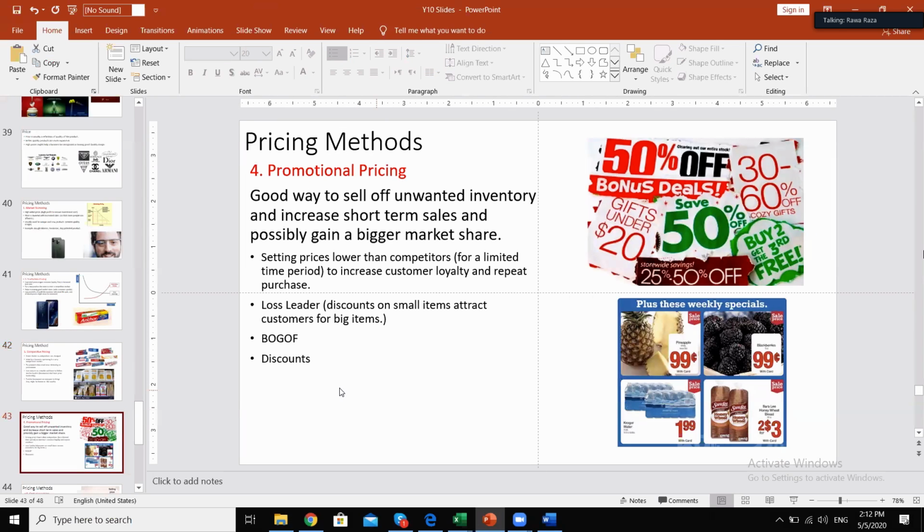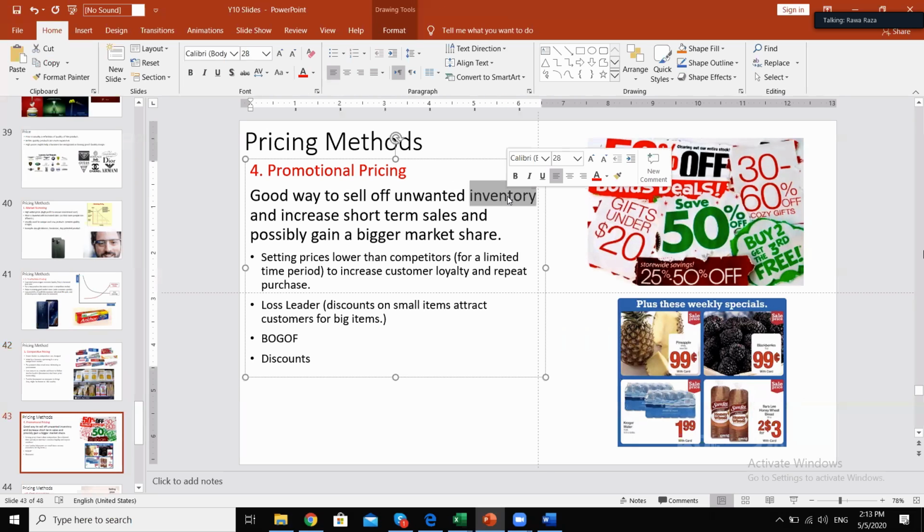And lastly, promotional pricing. It's a really good method to sell unwanted inventory. Inventory means a warehouse, a stock of your products that you have. You might know that keeping a warehouse is very costly and expensive for businesses because you have to have people who can run it, you have to maintain it. Sometimes the products that you keep in the inventory become damaged due to earthquakes and fire, for example.